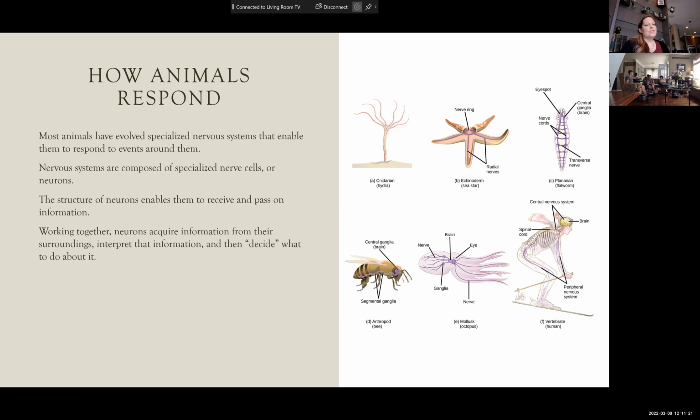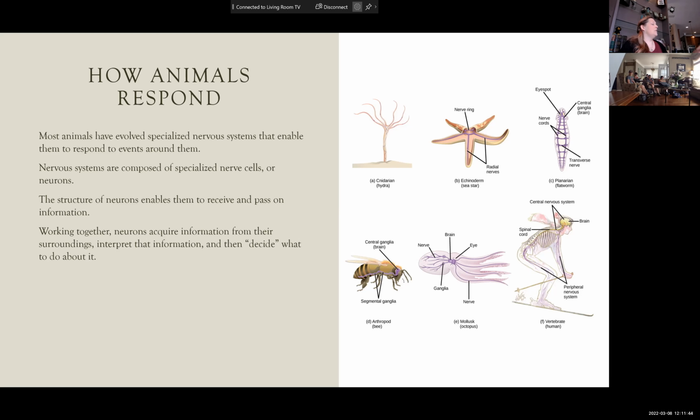Y'all are weird. So working together, neurons acquire information, and that way you can decide what to do. Some things you don't decide at all, right? If you accidentally put your finger on a hot pan, what happens? How do you respond? Yeah, you immediately jerk your hand back. You don't think about that, right? You didn't think, wow, that's hot. I'm burning. I need to pull my hand back. It's an automatic thing. Super fast.